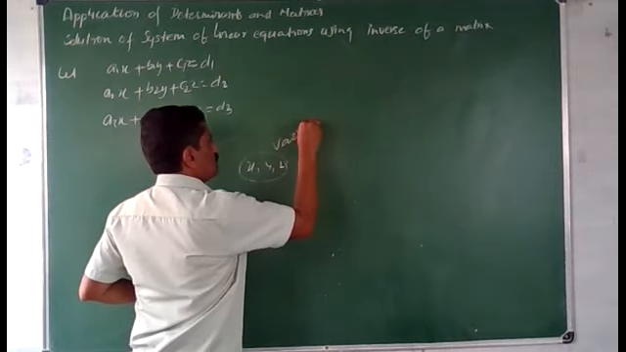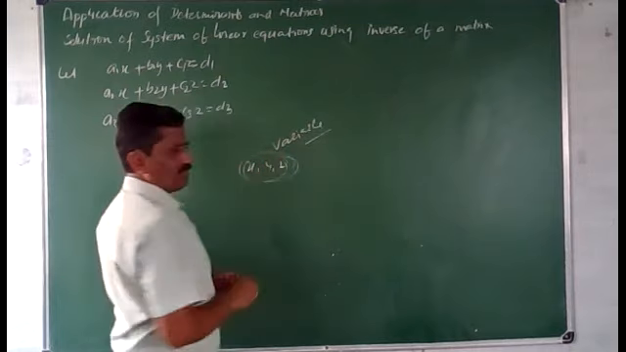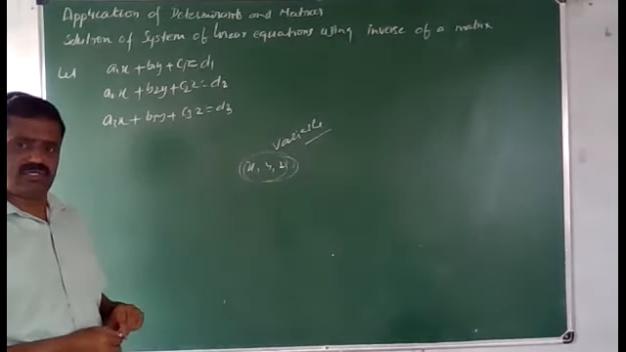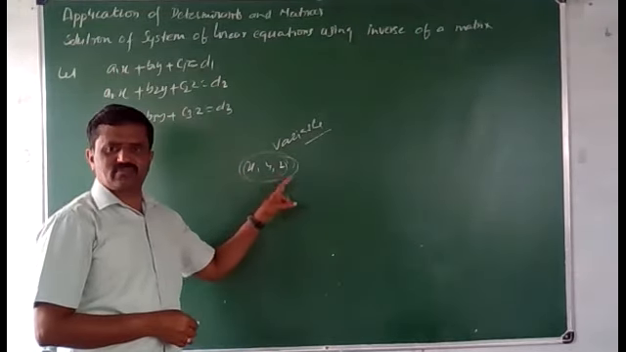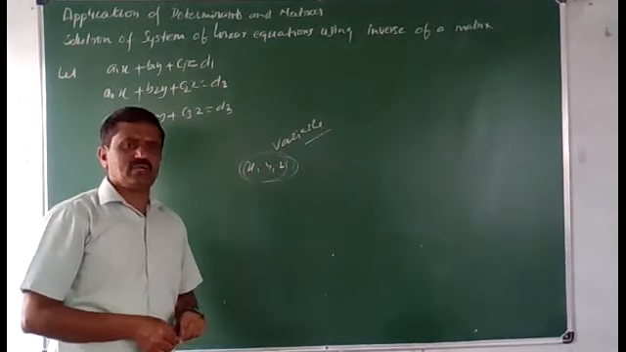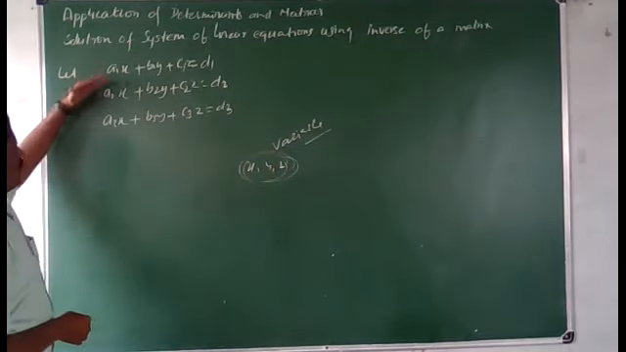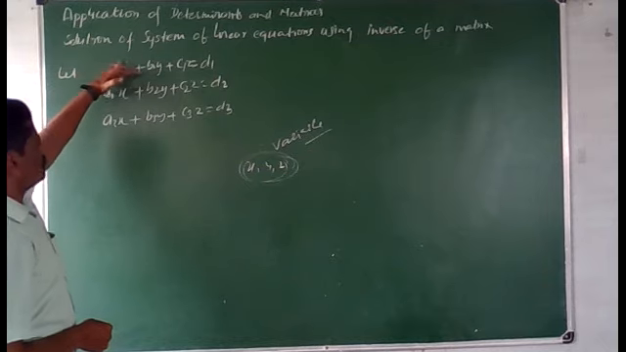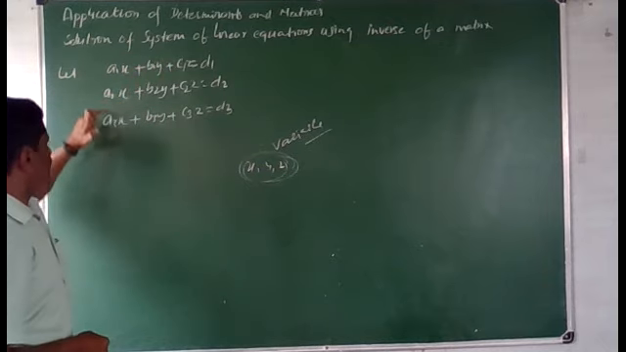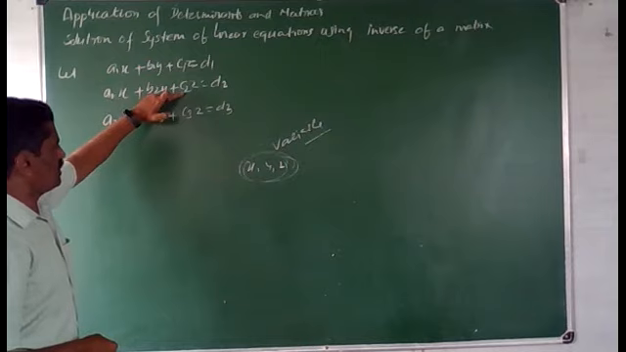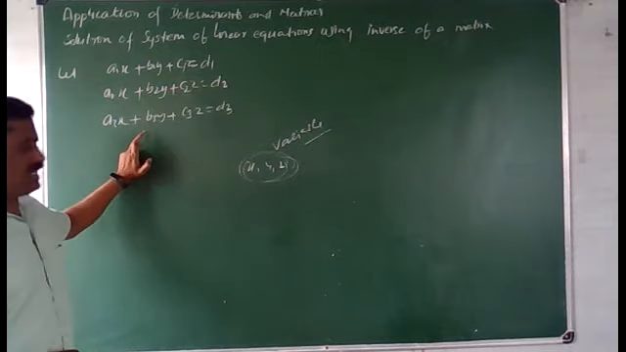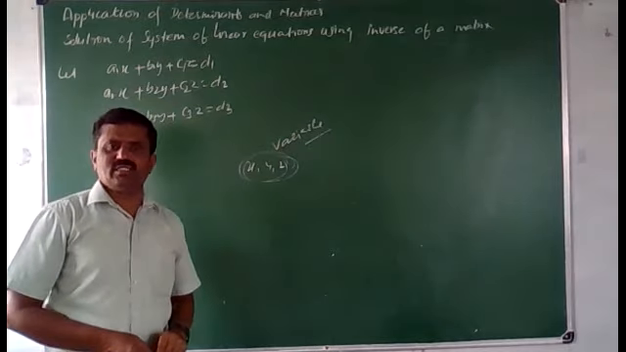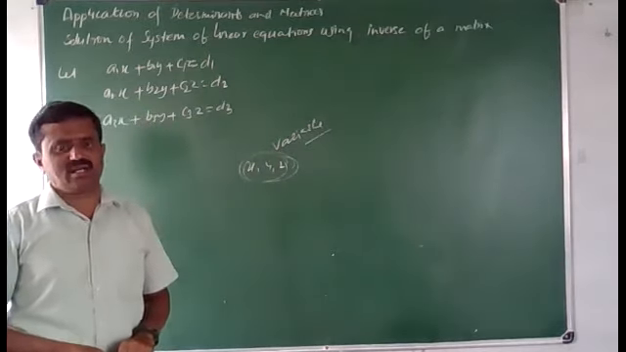Variables. So we have to find the values of variables. That is the solution of a system of linear equations. Here it means we have to find the values of x, y, z. These are called as what? Variables. Here let the simultaneous equations be a1x plus b1y plus c1z is equal to d1, a2x plus b2y plus c2z is equal to d2, a3x plus b3y plus c3z is equal to d3, be the system of linear equations.